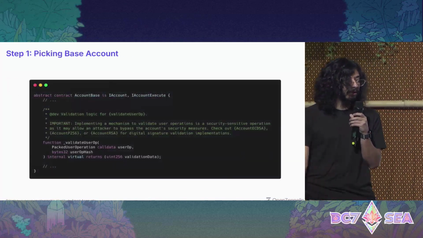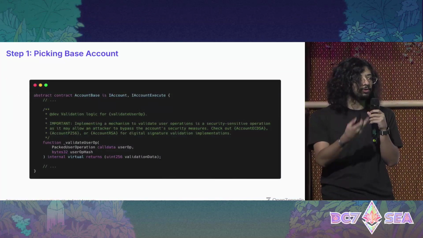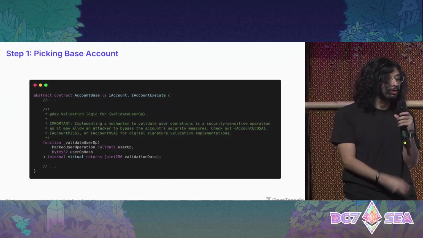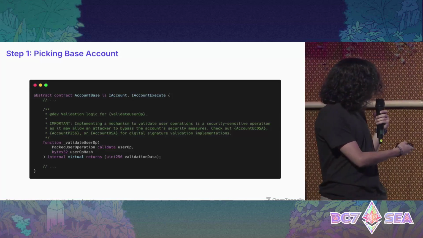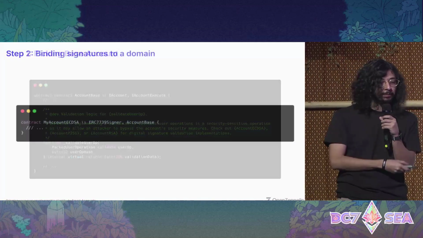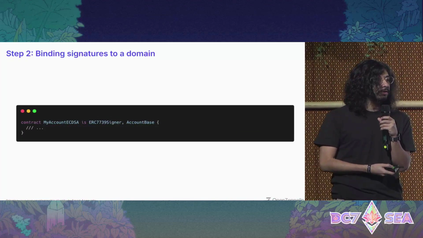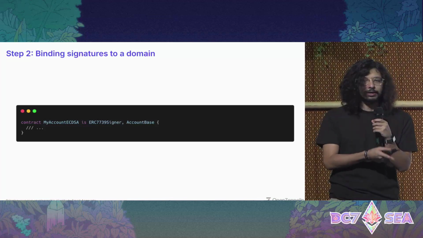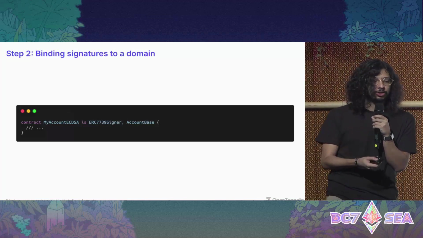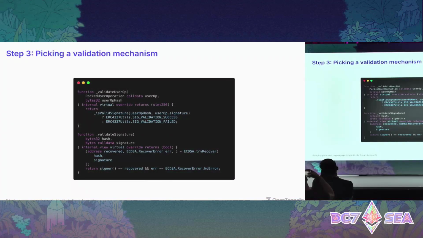So this is how we build an account. This is ideally the sort of steps you should follow. Number one, you pick a base account, starting from AccountBase, which has a virtual function for validation. Then you add your ERC-7739 signer, and from this you get immediate replayability protection. Then you just have to fill both virtual functions that are there.